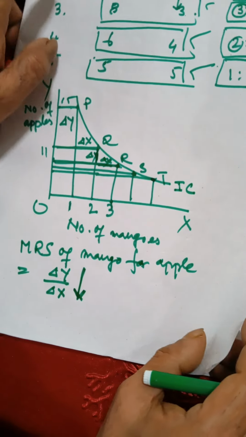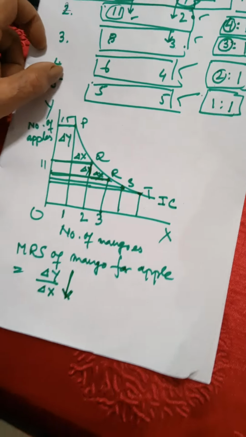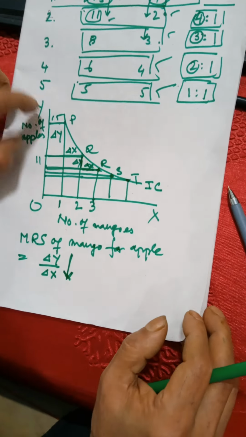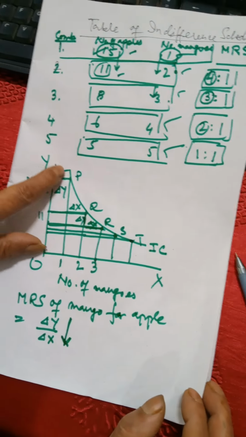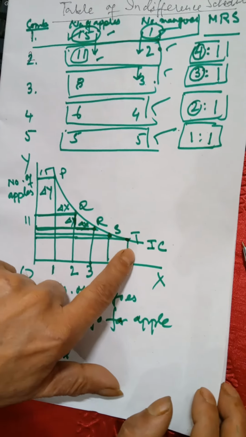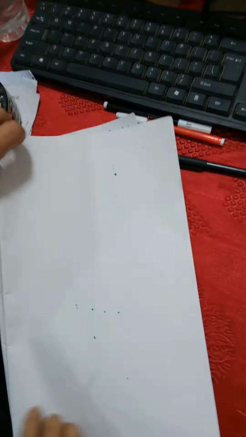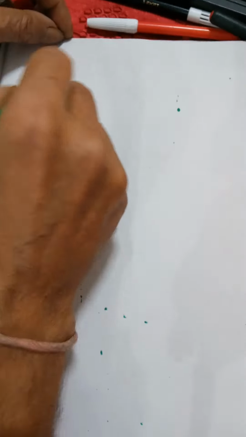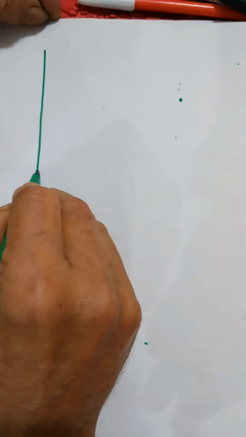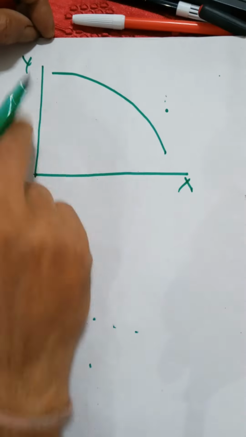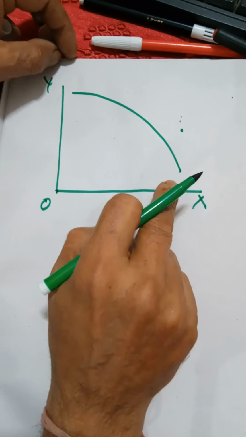Now one thing must be noted very, very carefully, that although the curve is downward sloping, it is not sufficient. The curve must be convex to the origin. As you see, the curve is convex to the origin. It cannot be concave to the origin. Why it cannot be concave to the origin, I am explaining here. We draw a concave indifference curve like this. This is also downward sloping, but it is concave to the origin.